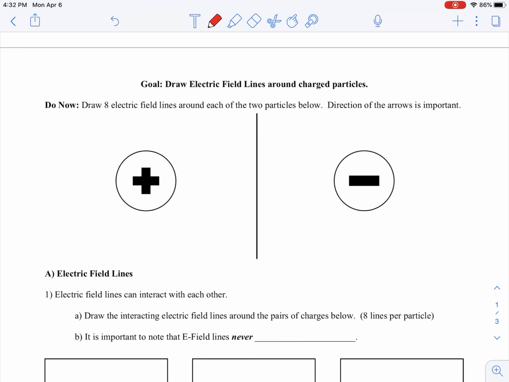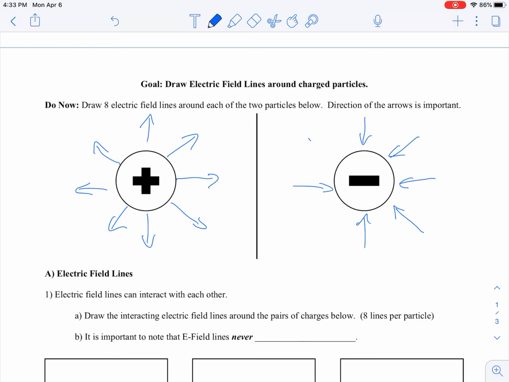All right, so we're going to draw some electric fields. It says draw 8 electric field lines around each of the 2 particles below. Direction of the arrows is important. So remember, electric field lines go away, we'll switch to blue, go away from positive charges. Make sure they're as evenly spread out as you can. They don't have to be perfect, though. And they should all be roughly the same size. And electric field lines go toward negative charges. All right, something like that.